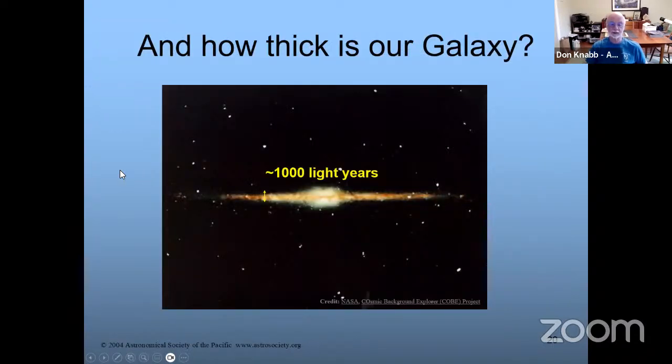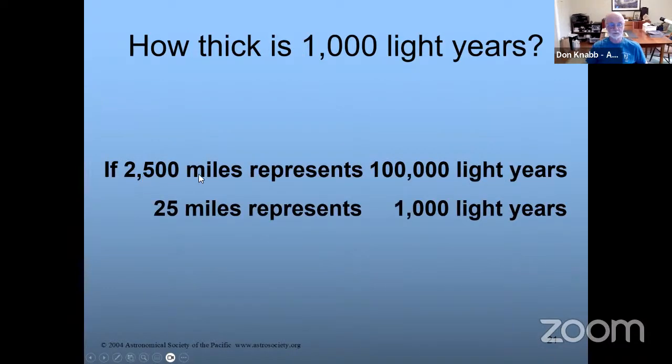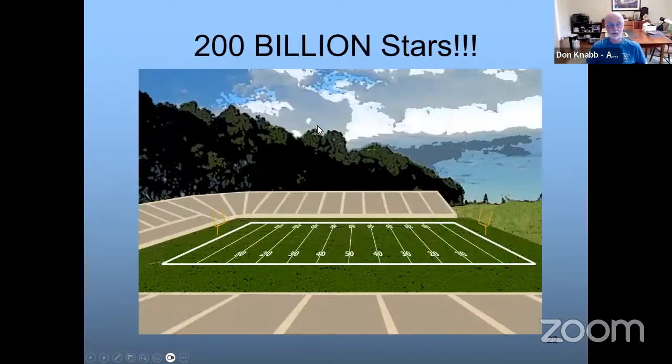It's about 1,000 light years. So 100,000 and 1,000. At 2,500 miles, it's 100,000 light years, the size of our continent. 25 miles represents 1,000 light years. So it's a very, very thin galaxy, like most galaxies. Maybe it's as thin as a CD, back when we used to have CDs instead of everything being online.